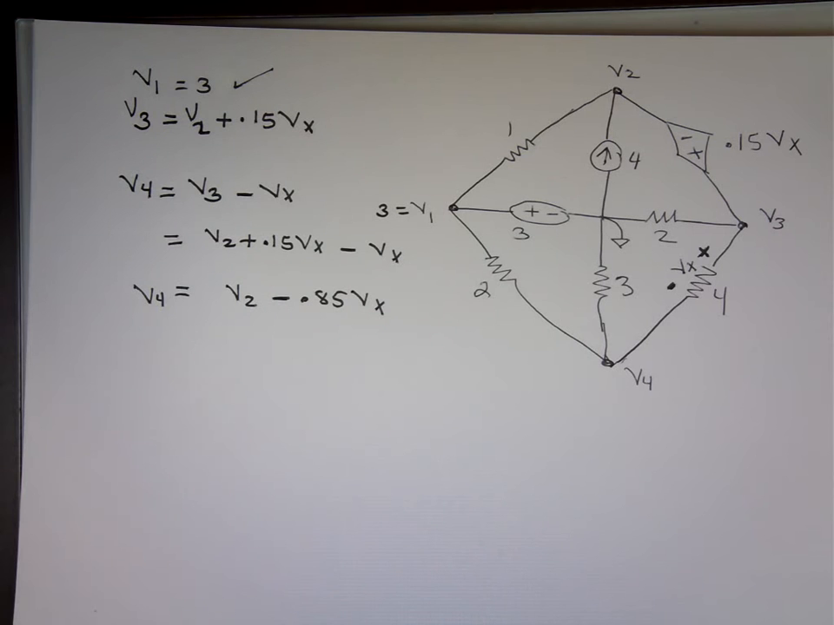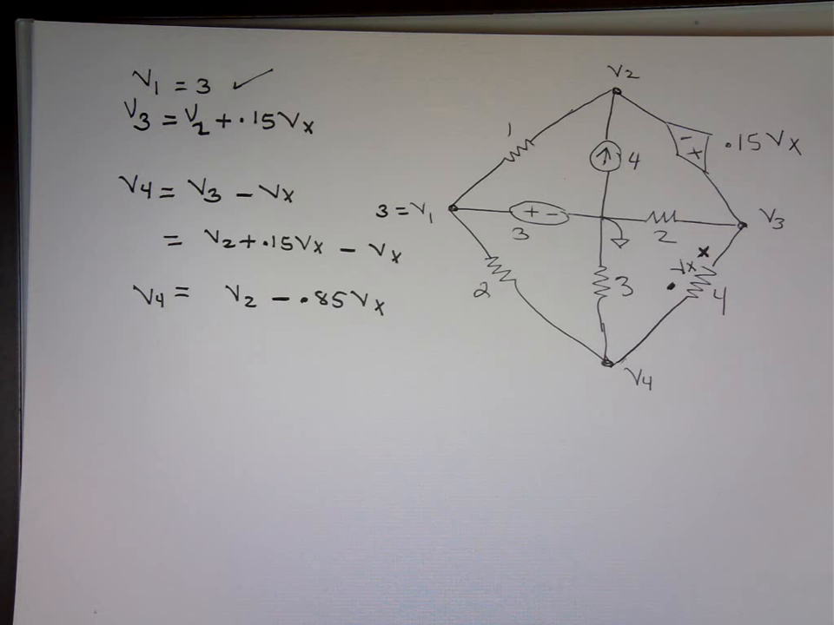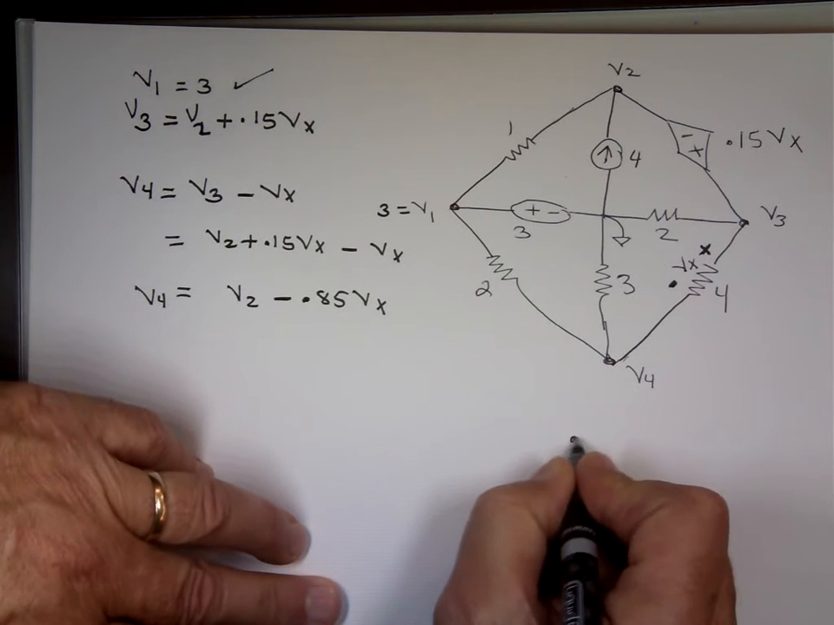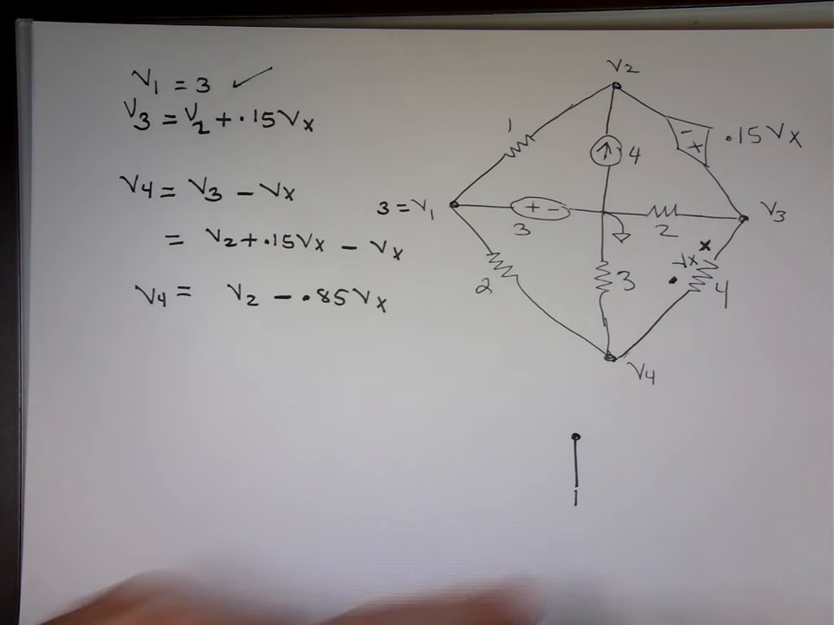Because if I rewrite these in terms of V2, Vx, how many unknowns do I have? Only 2 unknowns. How many equations do I have to solve? Only 2, instead of solving 4 equations by 4 unknowns. So now if I go back and redraw that one, I won't have enough space here. I'll go on the next page.